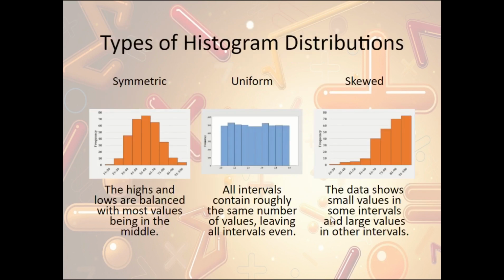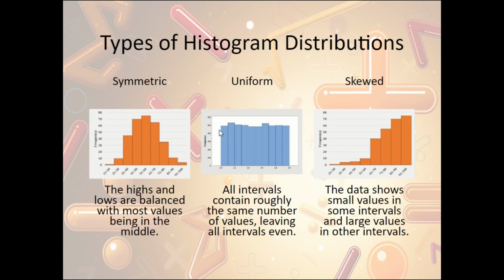Now, types of histogram distributions. The first one is symmetric. Notice it forms almost like a U shape. So when we create our graph, it should look kind of like this, and it may not be a perfect U. Notice that this one is definitely lower than this one, right? So it's not perfect, but it's kind of close. It forms generally this U shape here. So that's a symmetric one.